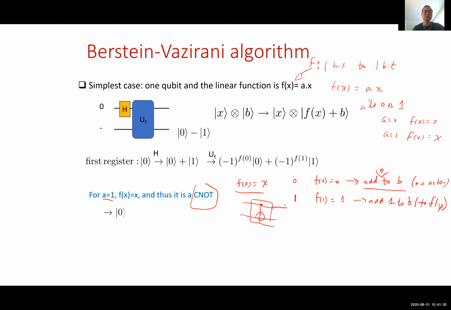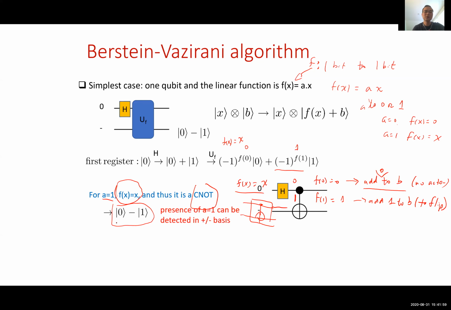Okay. Yeah, so if it's a control NOT, or you just use the property that f of x is x, then this will be 0, this will be 1. Then there is an additional minus sign, so you get a minus, right? When a is 0, then it's a plus state. I'm just plotting all the circuit here, so maybe I erase this.